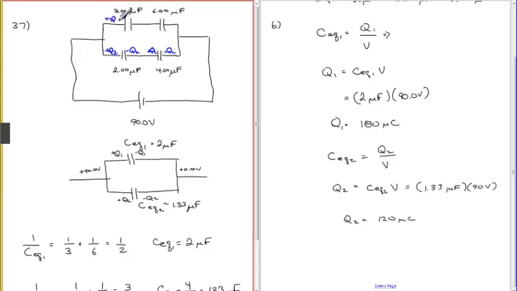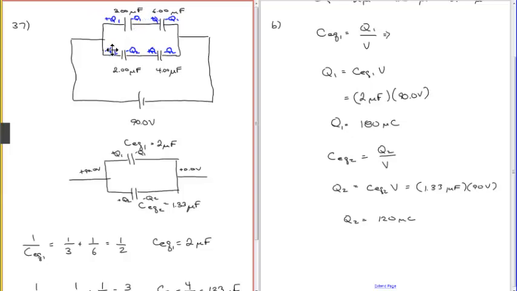This will be plus Q1. On this plate will be minus Q1. On this plate will be plus Q2. And on this plate will be minus, I messed up there. Hold on just a second. This should be, let's get a smaller eraser here. This should be Q. These all should be Q1s. So that's plus Q1. This is minus Q1. Okay, so those are the charges on all the plates.